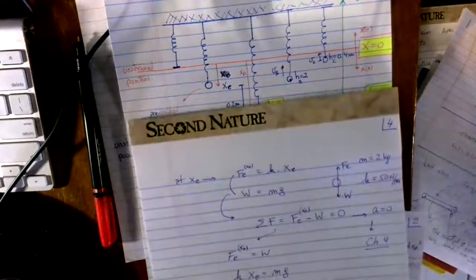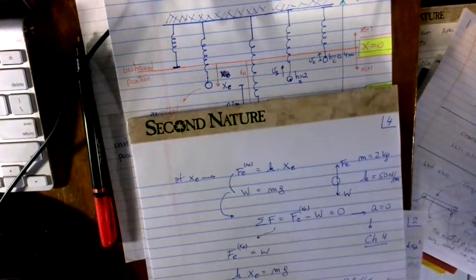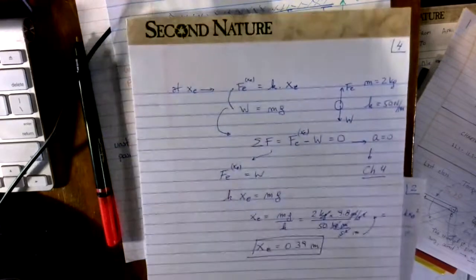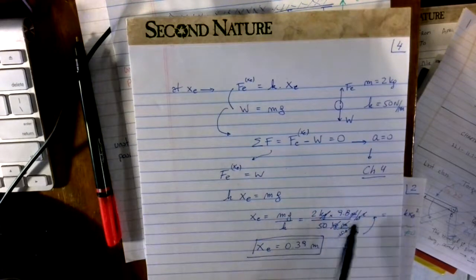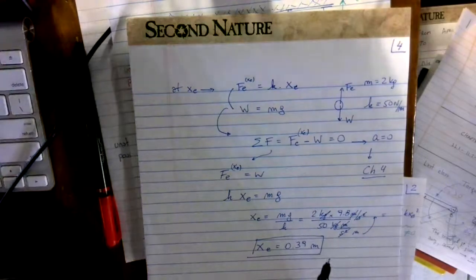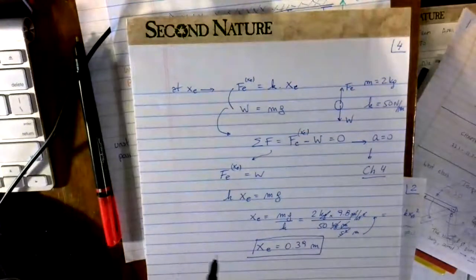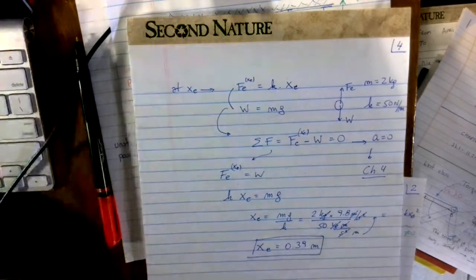Yeah, Mohammed, one second, let me finish this. Okay, we get Xe, which is 0.39 meters. We calculated the first quantity here. Can you move up the paper? Okay, sorry. I just put 2 kilos. Let me redo this: 2 kilos times 9.8 divided by 50. Yeah, 0.39.